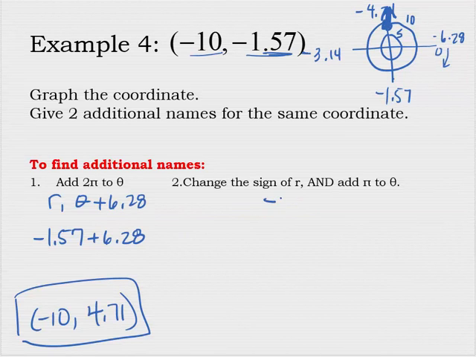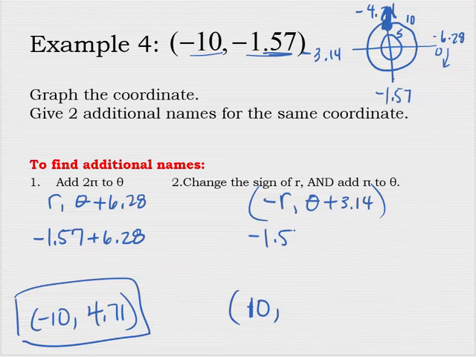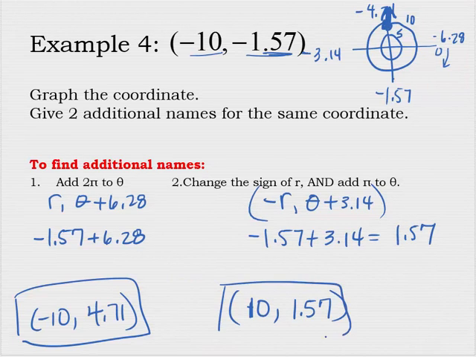And then for this one, I change the sign of r, and I'm going to add 3.14 to theta. So r is now going to be positive 10, and theta was negative 1.57 plus 3.14 gives me positive 1.57. There's my 2 points. So really, if you graph these 2 points, you're going to end up with the same exact graph we started with if you do all your math correctly.